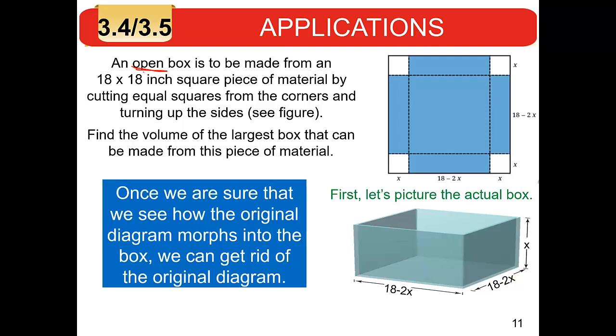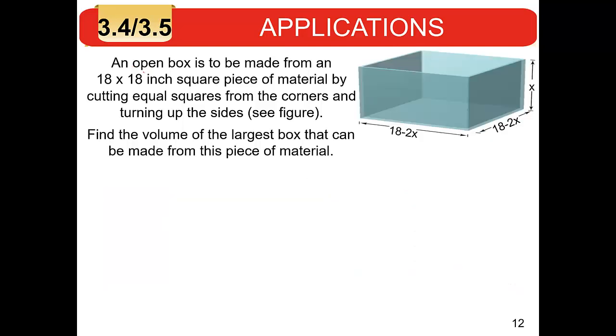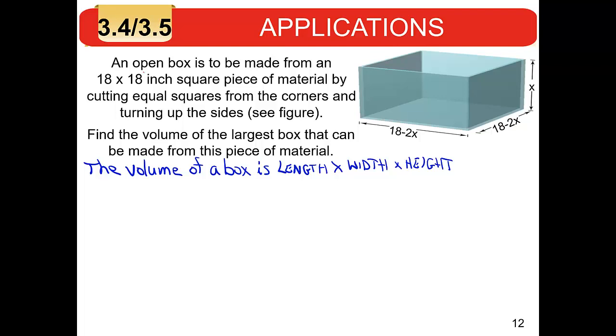Well, and also, by the way, once you get the box in there, you can get rid of the original picture once you've got the box if it's distracting. But once you get that, how do you find the volume of a box? Well, it's just length times width times height, and we know that the length and width are both 18 minus 2x, and the height is x.